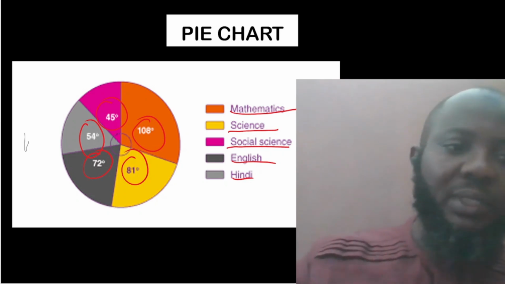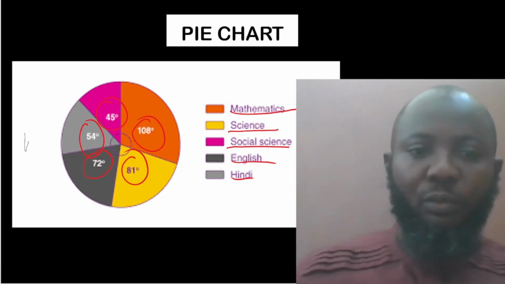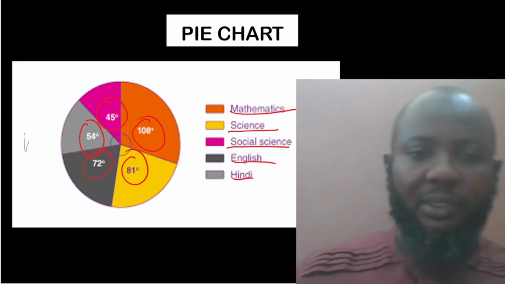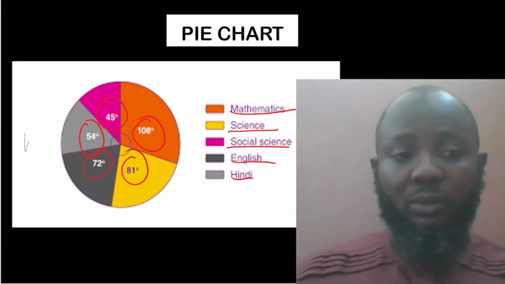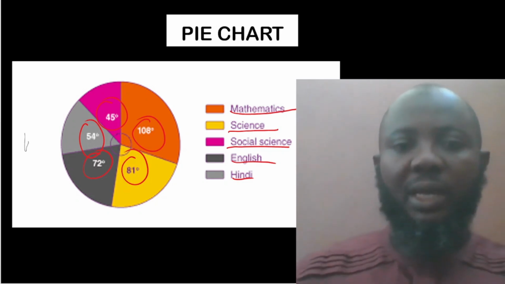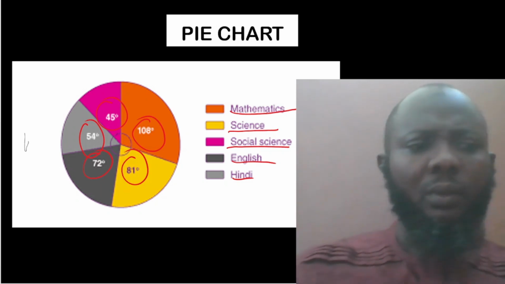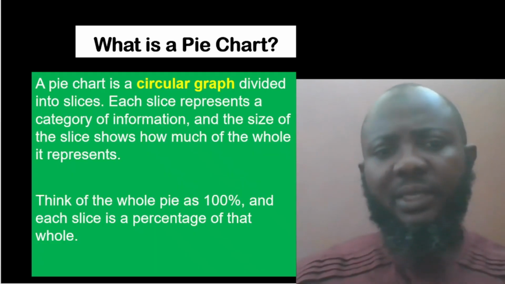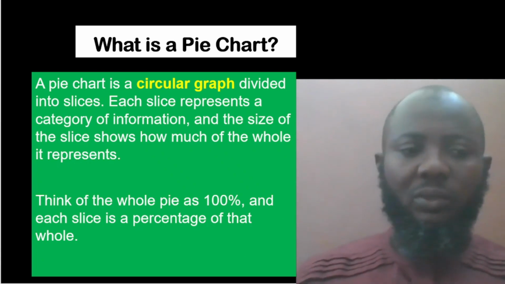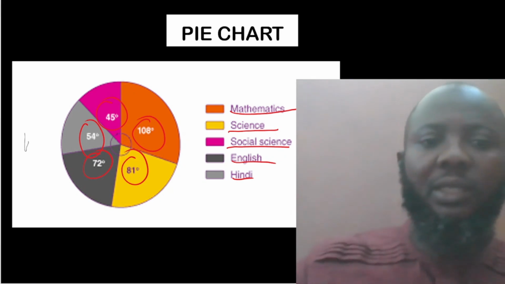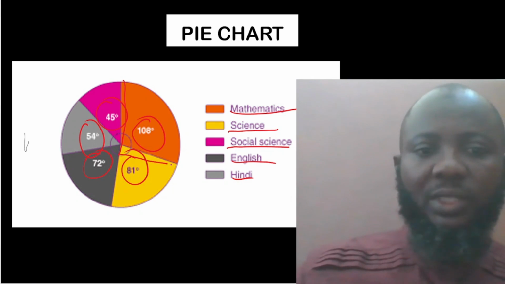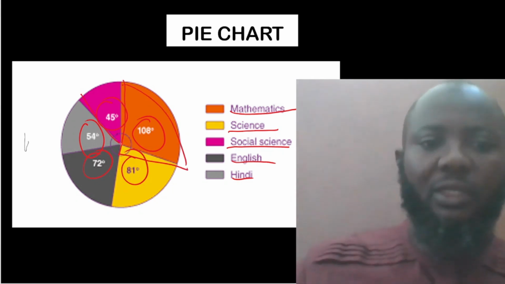So when you represent information or data in a circle like this, that's what is referred to as a pie chart. That leads us to the real meaning of a pie chart, which is this. A pie chart is a circular graph divided into what? Slices. As you can see, all these are divided into different slices. This is one slice. And each slice is called a sector.